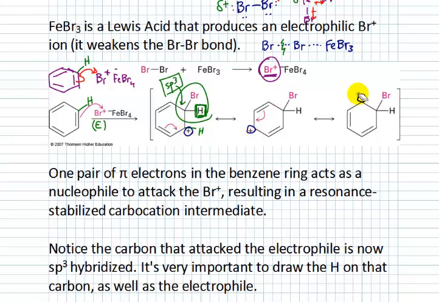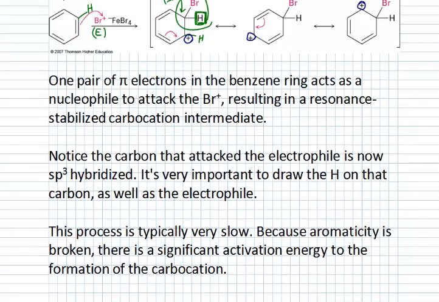It is resonance stabilized, so it's not as terrible as having just a normal carbocation intermediate, but still it's very uphill energetically because we had to break aromaticity in order to get there. So that's why this is very slow. Electrophilic aromatic substitution, at least on things like benzene, does not happen very quickly, even with that catalyst. So these are typically slow reactions. Because we broke that aromaticity, we need a significant amount of activation energy to form that carbocation. So there's a very large uphill barrier to form that carbocation.